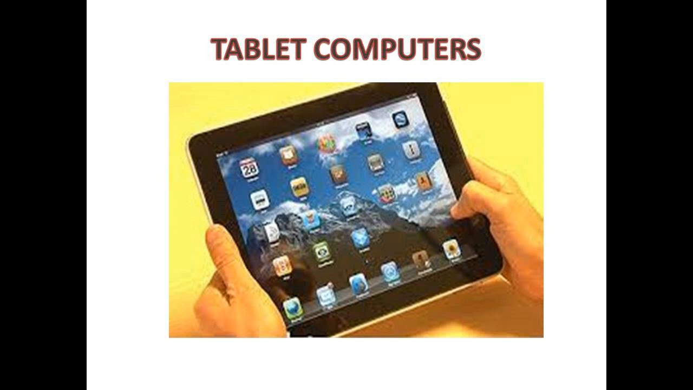I think children always like this one. You are using this tablet to play games. Because of that, you are all familiar with this tablet computer, and you always like this one. Okay.